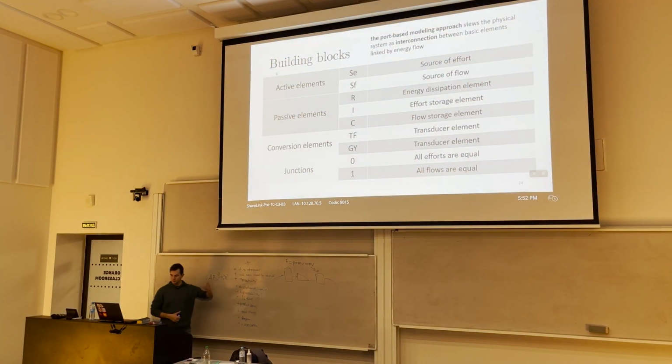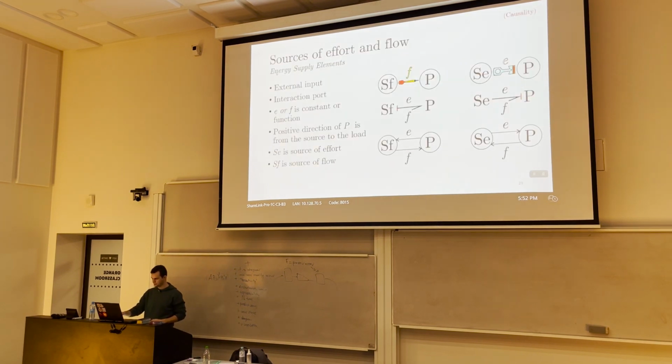We have a few building blocks. It's active elements, passive elements, conversion elements and junctions. And now we will take a look at them. First of all, it's sources of flows and efforts.